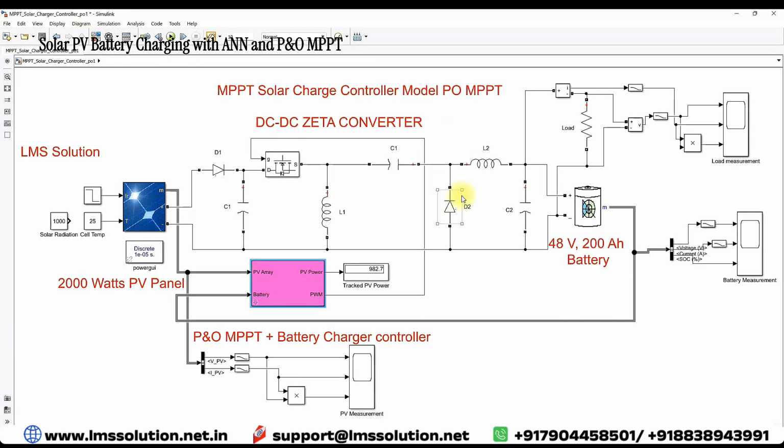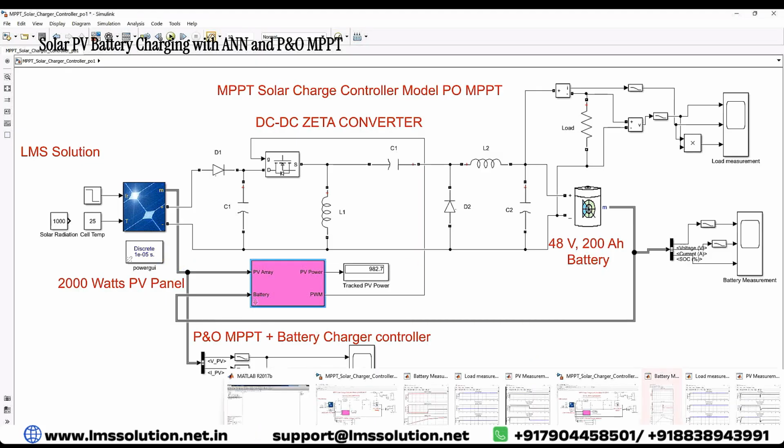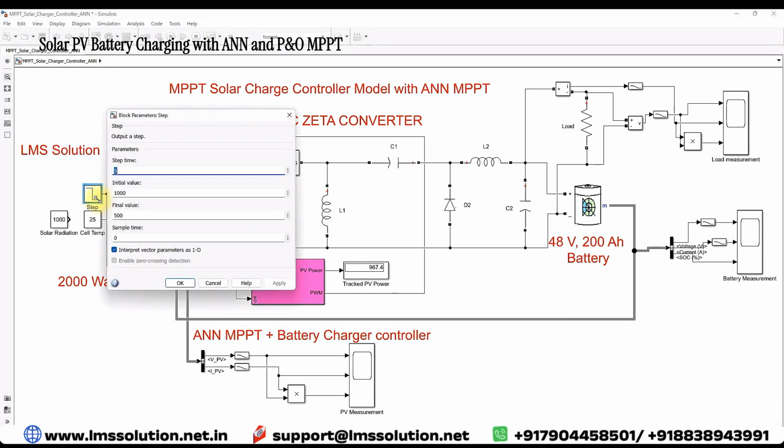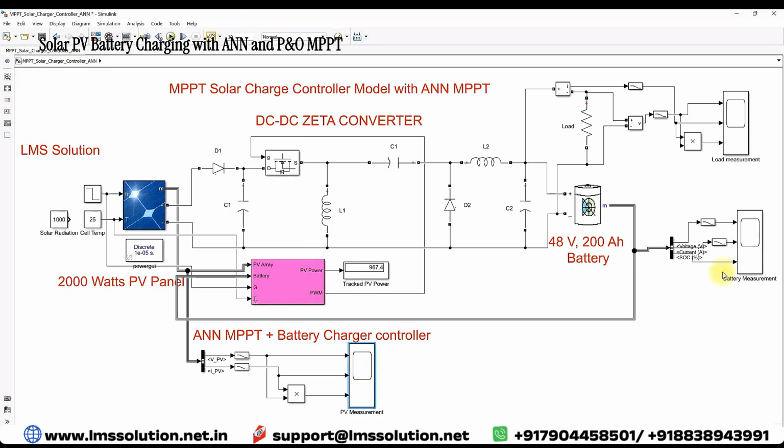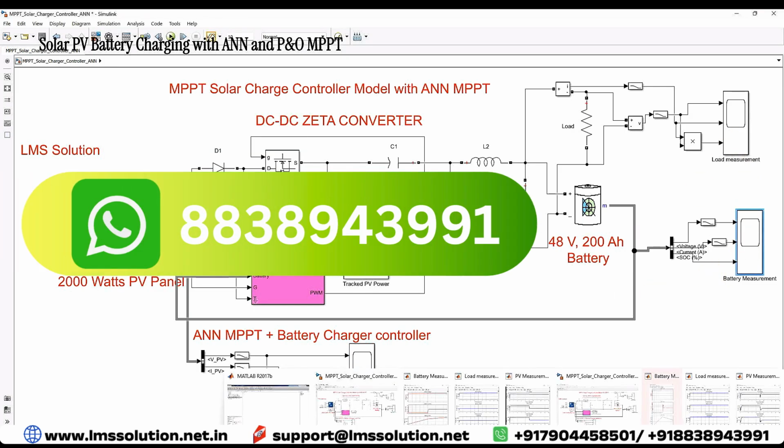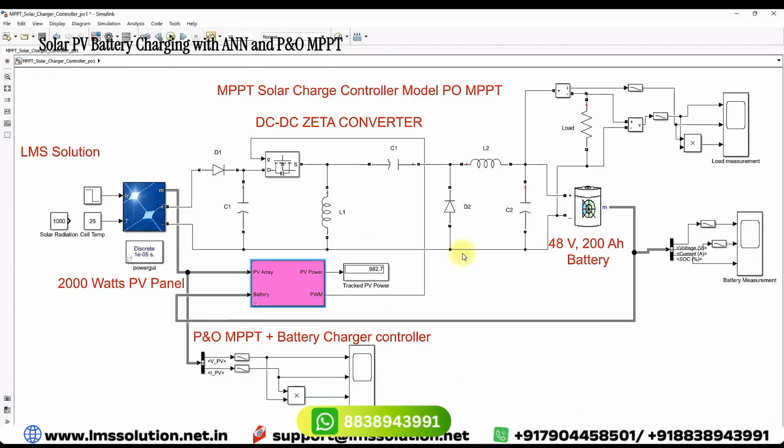And here I'm going to test the model. I'm going to run the model with a change in irradiation condition. Initially I'm going to fix the irradiation equal to 1000 watts per meter square, and then after 5 seconds we are going to change the irradiation to 500 watts per meter square. Then you have to check the result of PV measurement, battery measurement and load measurement, as well as the same condition will be applied for the PO MPPT. Both ANN MPPT and PO MPPT will be operated with the same condition, and then you have to compare the result of both the ANN MPPT and the PO MPPT.